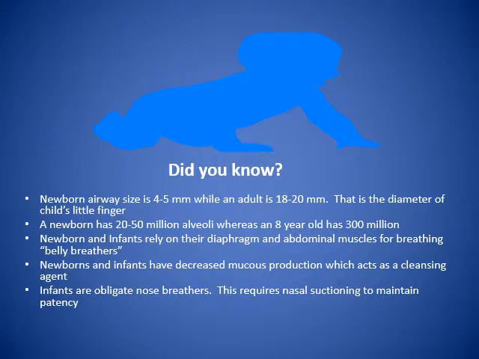Also of note, newborns and infants rely on their diaphragm and abdominal muscles for breathing, hence why you see them breathe a lot more with their bellies. It's easier to see. They have decreased mucus production, and they're obligate nose breathers. So what does that mean when I say that? It means they require their nasal passages to be clear in order to breathe. If you try to put oxygen on a nose that's full of secretions and boogers, it's not going to go anywhere. You need to clear the nasal passages first if you're going to ventilate a child properly.